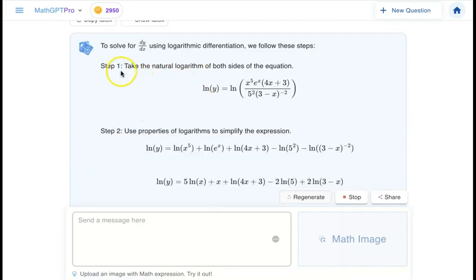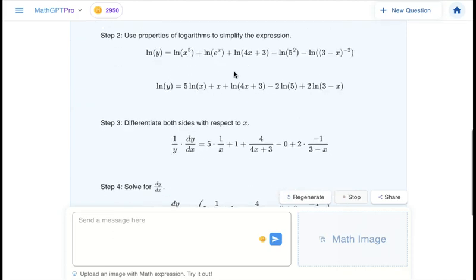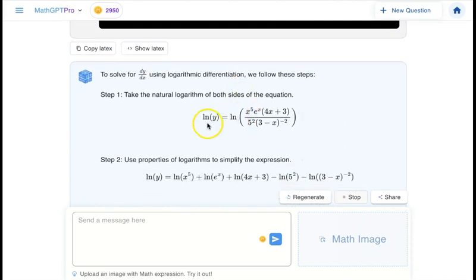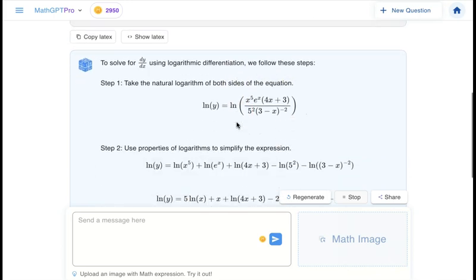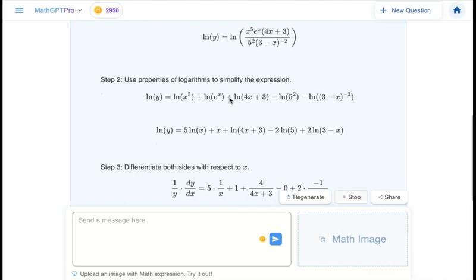All right, so step 1, take the natural log of both sides, like we did in the first example. So ln y equals ln of this big expression. Use properties of logarithms to simplify the expression, which is what we were doing in the last problem as well. So what did they do?